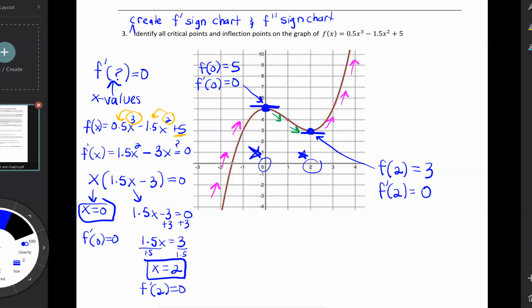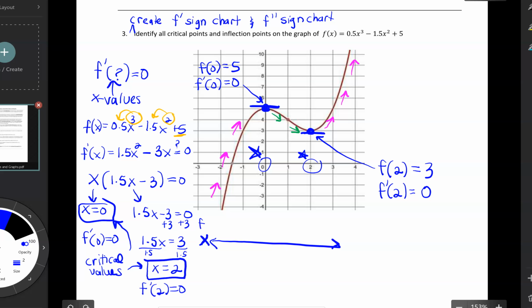And if I wanted to create the first derivative sign chart, this is what it would look like. So 0 and 2 are my critical values, the critical values that make my first derivative equal 0. That's 0 and 2. That's that new vocab word. We call the x values that make the first derivative equal to 0 our critical values. So I'm going to create a sign chart here. If I wanted to create a sign chart, I draw an x-axis.